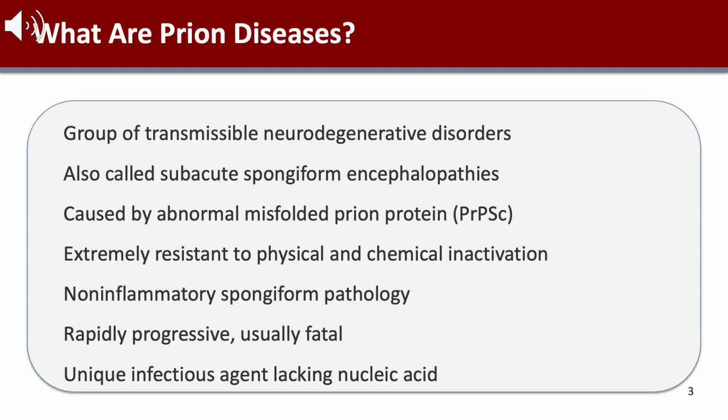Prion diseases represent a unique class of neurodegenerative disorders. They are transmissible conditions caused by an abnormal form of the prion protein that is extraordinarily resistant to standard sterilization procedures. Unlike conventional infectious agents, prions contain no genetic material, no DNA or RNA. Instead, the disease is transmitted through the propagation of misfolded protein. The pathology is characterized by spongiform changes in the brain, meaning the tissue develops a sponge-like appearance with numerous small vacuoles. These diseases are uniformly fatal once symptoms appear.